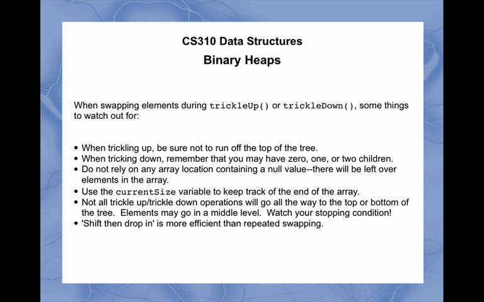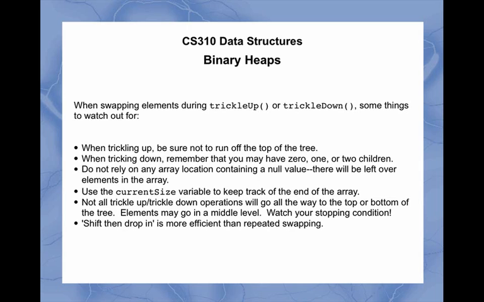So this code can be just a little bit tricky to write. Some things that you need to watch out for when you're writing the trickle up and trickle down methods. First, you have to make sure that you don't run off of either end. When you're trickling up, you want to make sure that you do not run off the top of the tree. When trickling down, remember that you may have 0, 1, or 2 children. Also, you should never test an array element to see if it's null. Rather, you should use the current size variable to keep track of the end of the heap.